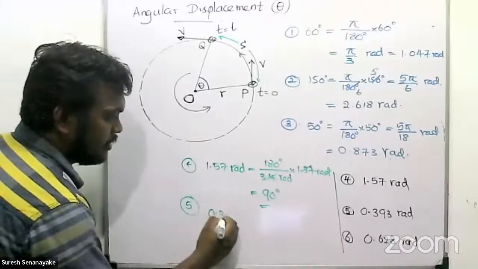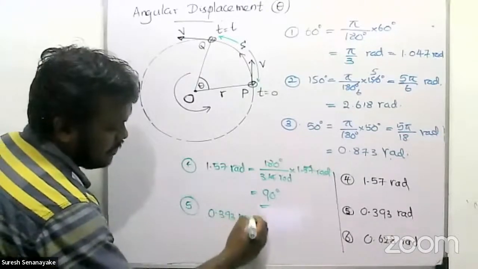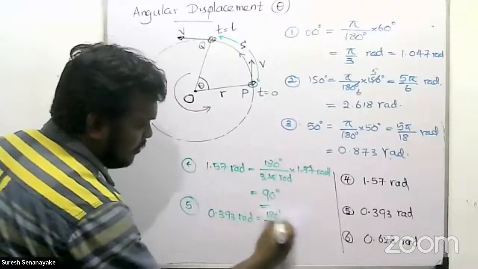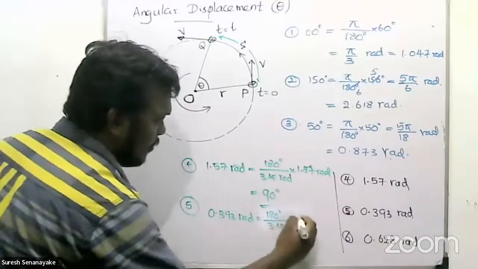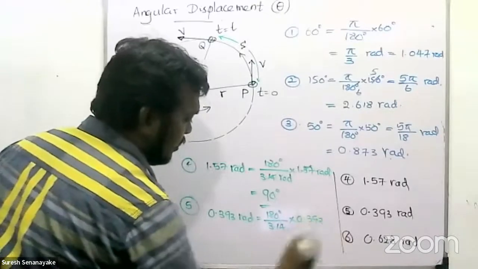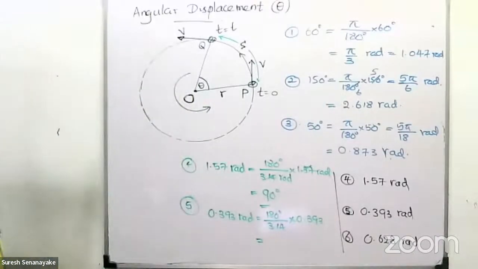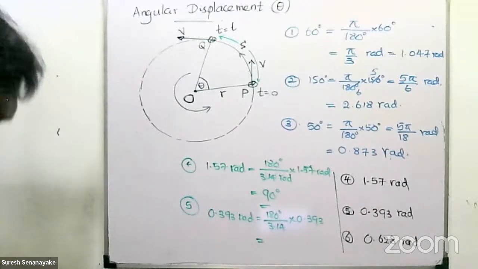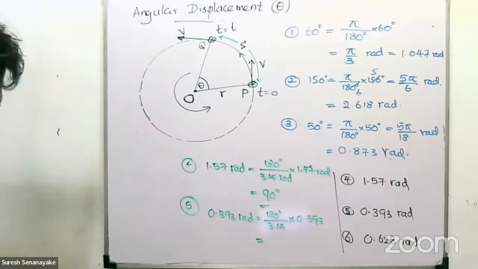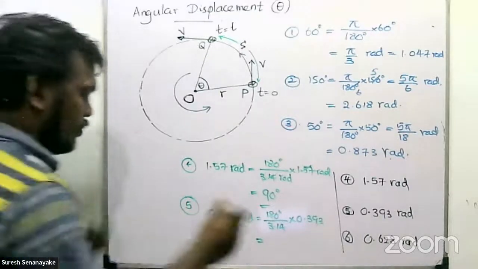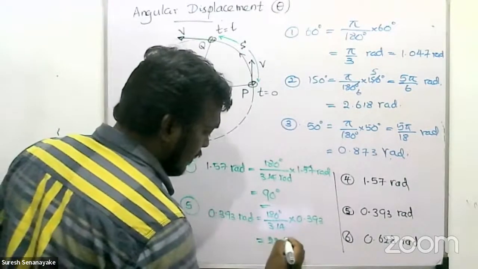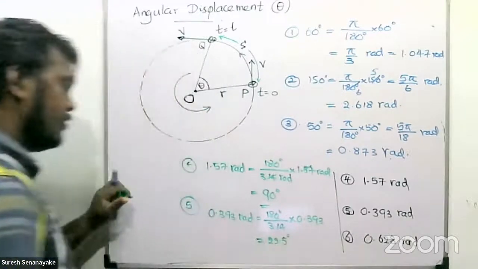And then 0.393 radians. 180 divided by 3.14 multiplied by 0.393. So let's simplify this using a logbook for the simplification. That's 22.5 degrees, or 22 degrees and 30 minutes.